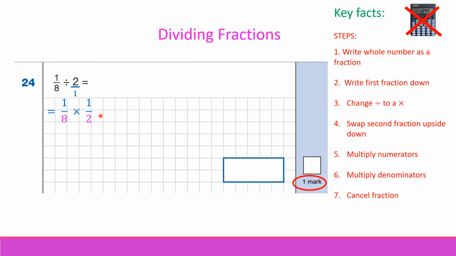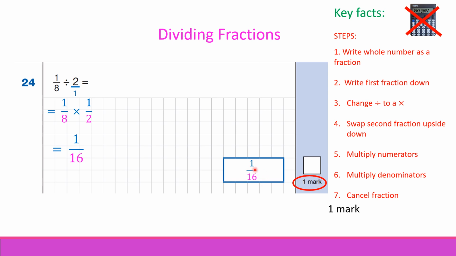Now step 5 says multiply the numerators, so these are the numbers at the top. So 1 times 1 is just 1. And then multiply the denominators for step 6. 8 times 2 is 16. So I've got 1 over 16, which is your answer. So you need to write it in the box for your mark. Now this fraction doesn't cancel. There is no number that goes into 1 and into 16, so this is in its lowest form. So we just write the answer in the box 1 over 16.